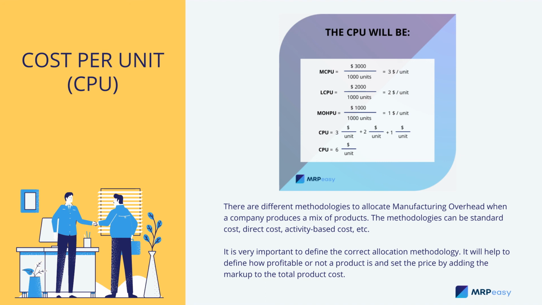There are different methodologies to allocate manufacturing overhead when a company produces a mix of products. The methodologies can be standard cost, direct cost, activity-based cost, etc. It is very important to define the correct allocation methodology. It will help to define how profitable or not a product is, and set the price by adding the markup to the total product cost.